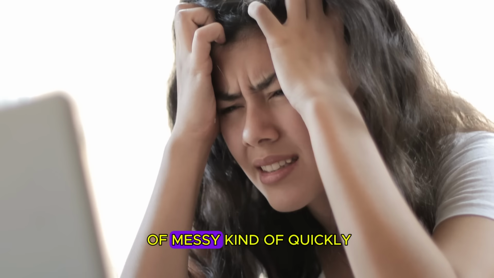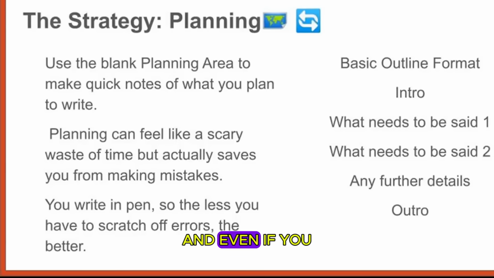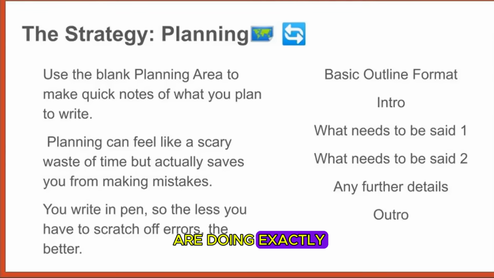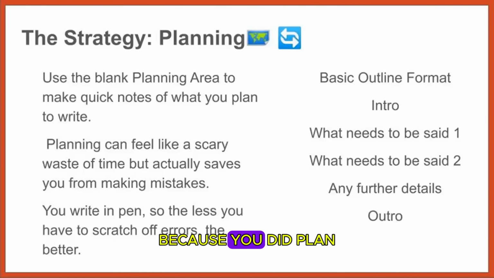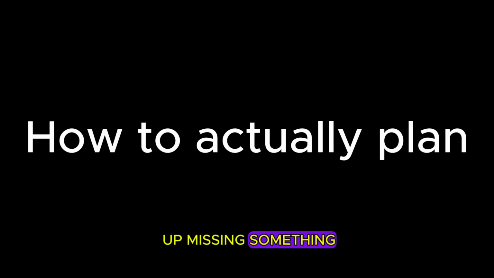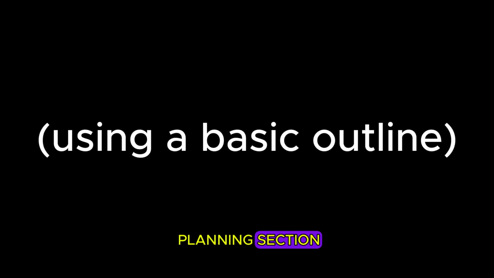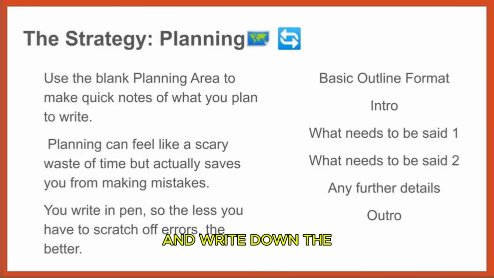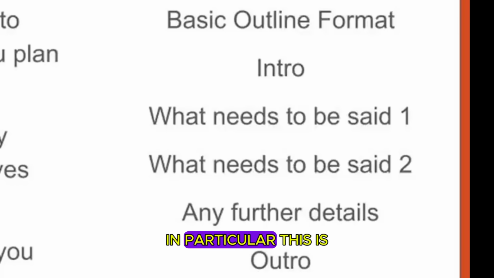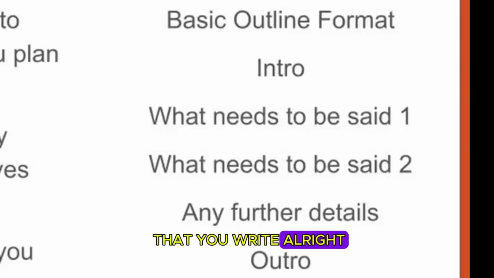That can get messy quickly, and even if you are doing exactly what you thought was correct because you did plan, you might still end up missing something. So give yourself the best possible chance and just use the planning section that they are not going to judge you for, they're not going to mark you for, and write down the order of things in particular. This is what you want to write, the order of the things that you want to include in the piece that you write, all right?